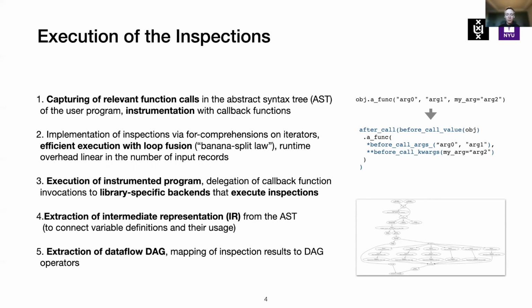After executing the pipeline, we have the inspection results for some function calls. But we want to associate the inspection results with abstract DAG nodes for further analysis. So we still need to extract the DAG. For this, we first extract an intermediate representation, which is a much simpler version of the AST. The variable definitions and the usage are connected. Then we create the DAG from this intermediate representation and connect the inspection results to the DAG operators.